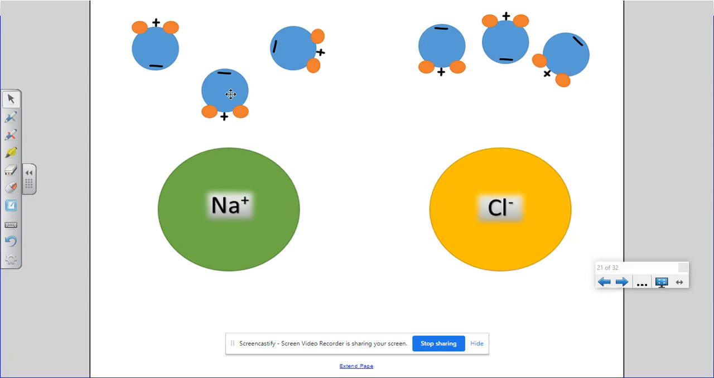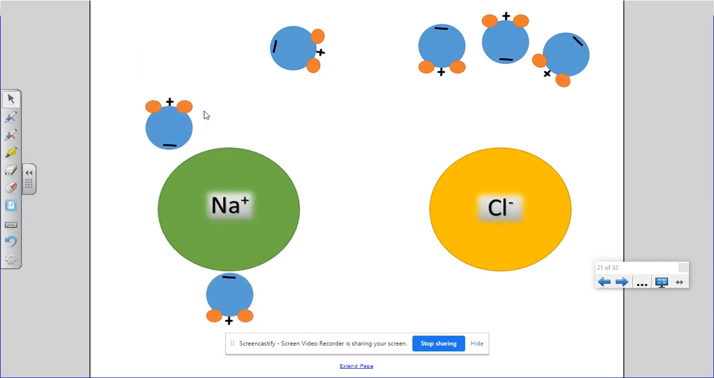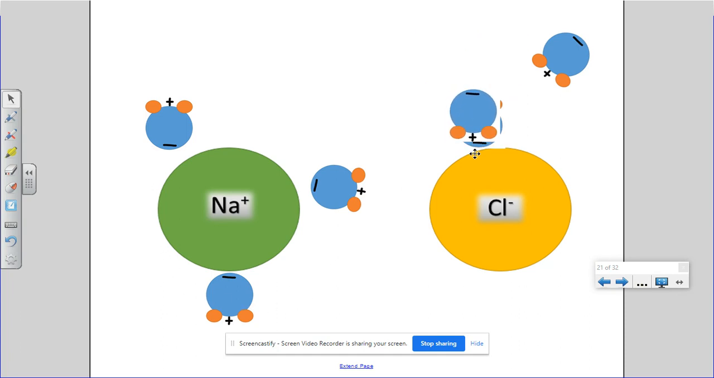The water molecules will actually surround each of these ions in the correct orientation. So since sodium has a positive charge, the negative charges of water will face it. However, on this side, chlorine has a negative charge, so the water molecules will surround it in this way. This allows the salt to dissolve and the water molecules to surround it.